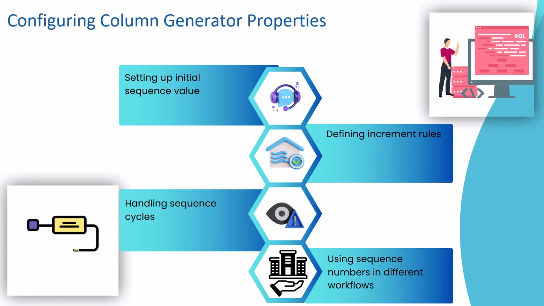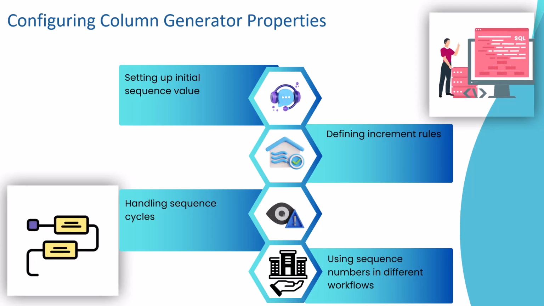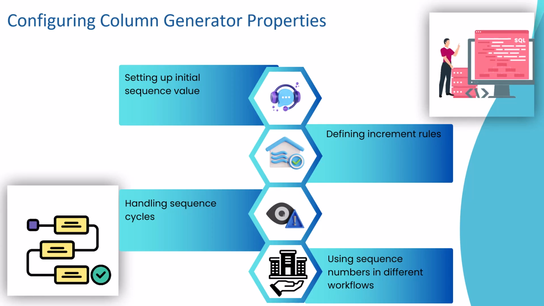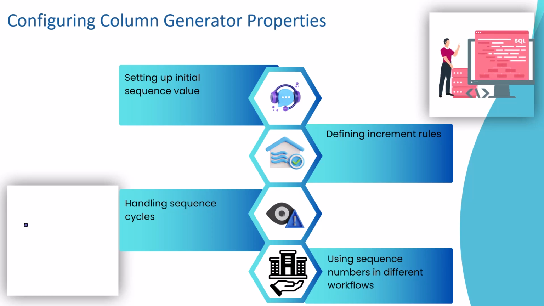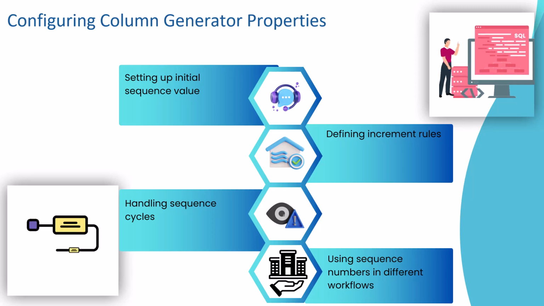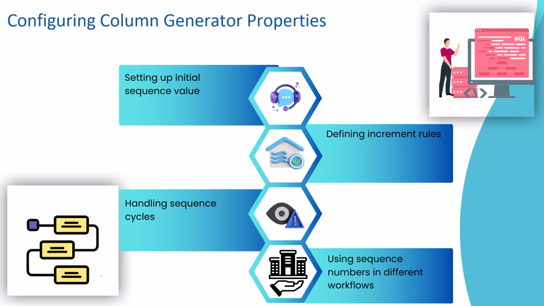Configuring the column generator is like setting up a conveyor belt. You decide where to start, how fast it moves, and when to reset. You define an initial value, set increments, and ensure it cycles properly when needed. Simple tweaks, but they make a huge impact on data automation. Let's get it configured without any tech-induced headaches.